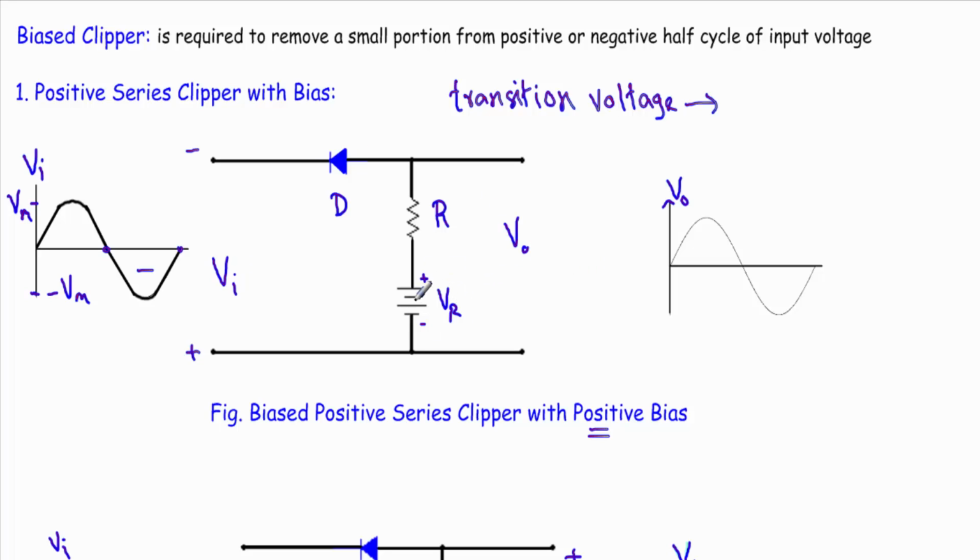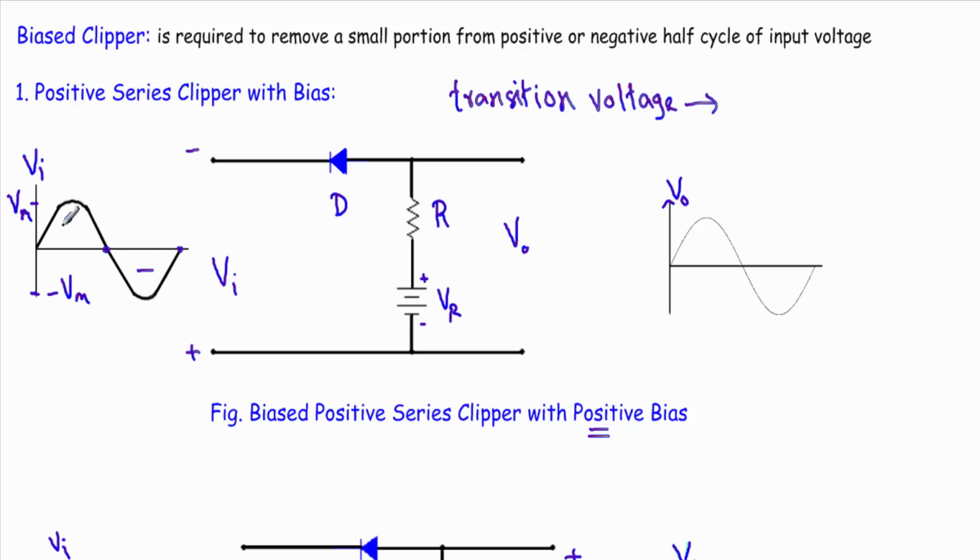Now consider this reference voltage. See, in case of this reference voltage, the positive terminal is also connected with the P side and the negative terminal is connected with the N side of the diode. That means both this input voltage and this reference voltage are trying to drive the diode in forward bias. So during the entire negative half cycle, our diode will be in forward bias. Therefore I can conclude that our transition voltage will be in the positive half cycle.